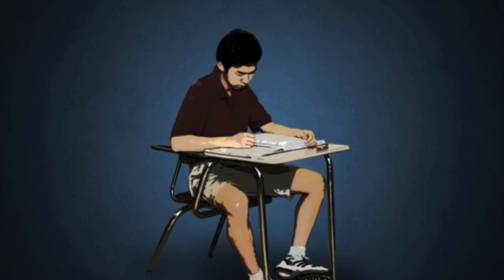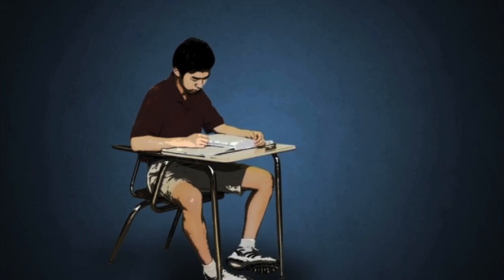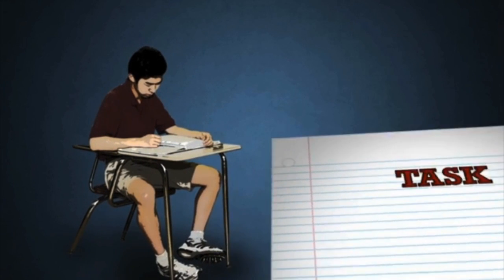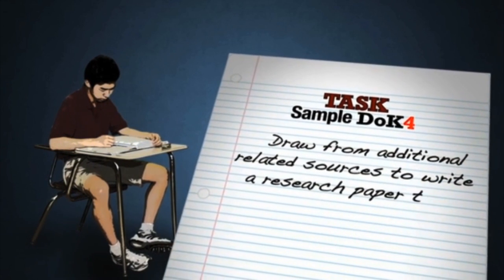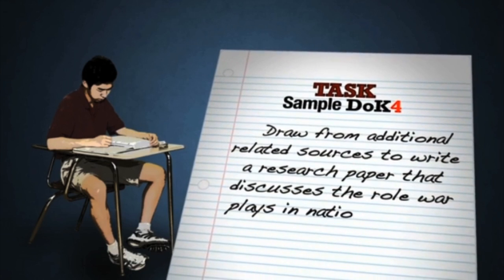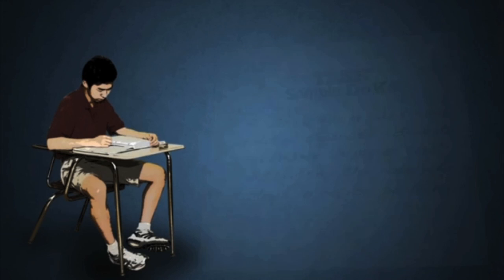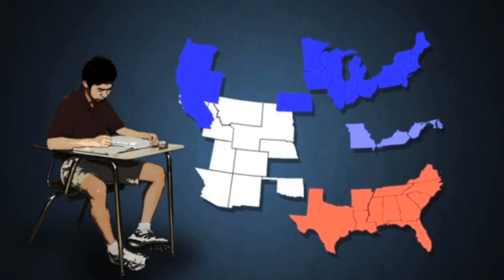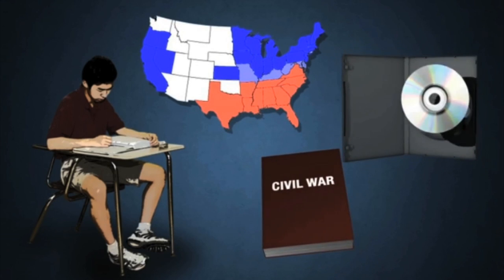A DoK Level 4 task requires extended thinking and in-depth analysis, most often seen in longer-term projects. For example, with this text, a student might be asked to draw from additional related sources, to write a research paper that discusses the role war plays in nation building. This task would require students to refine and deepen their understanding of nation, as presented in Lincoln's speech, and examine how conflict can shape and reshape national borders. It would also require students to analyze and synthesize information from various sources.